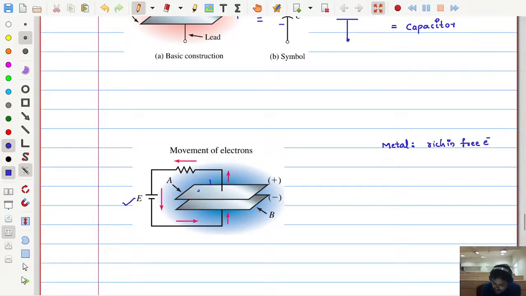We know that these electrons are attracted to the positive terminal. So unlike polarities will try to attract each other. So these electrons all will be pulled. That means electron flow is taking place towards the battery. That is what this arrow means. This flow of electrons we call a current.